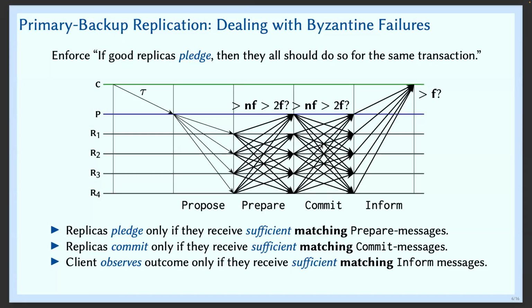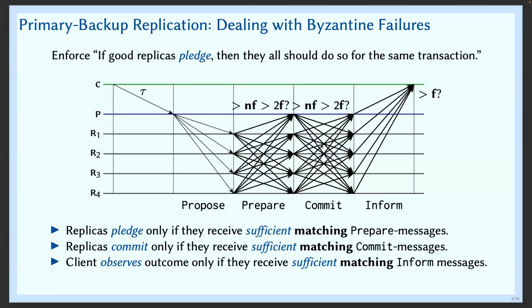No. We're not talking about performance. What can a client conclude? We're not talking about performance. Would it be useful if the client were to observe 2F plus 1 commit messages? Any thoughts? I'm putting everybody on the spot today.